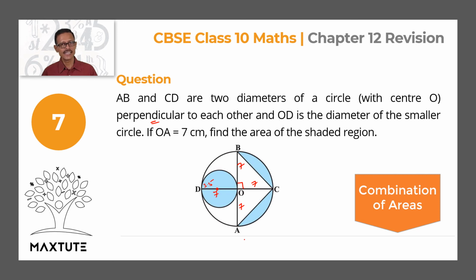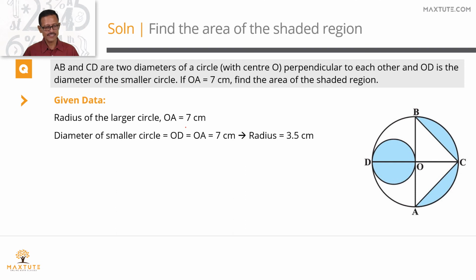They've asked us to find the area of the shaded region. It includes the small circle. I'll call it region 1. And it includes these 2 parts, 2 and 3. The 2 and 3 is nothing but, we'll see how to go over it, the semicircle minus the area of the triangle. So what we have is the radius of the larger circle, which is 7. So the diameter of the smaller circle is 7, radius of the smaller circle is 3.5.